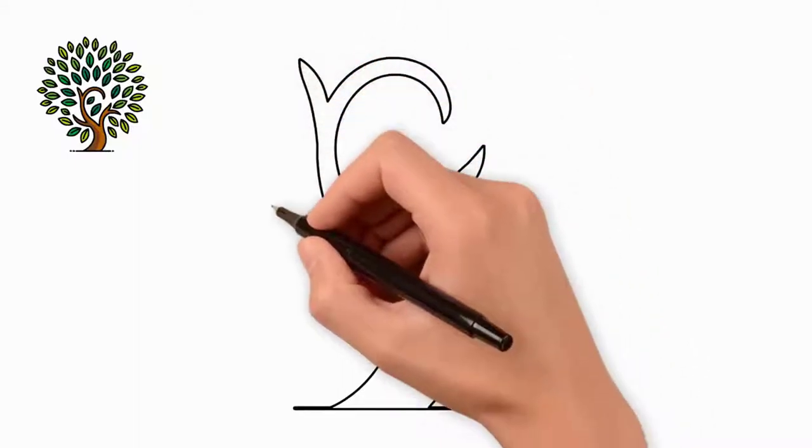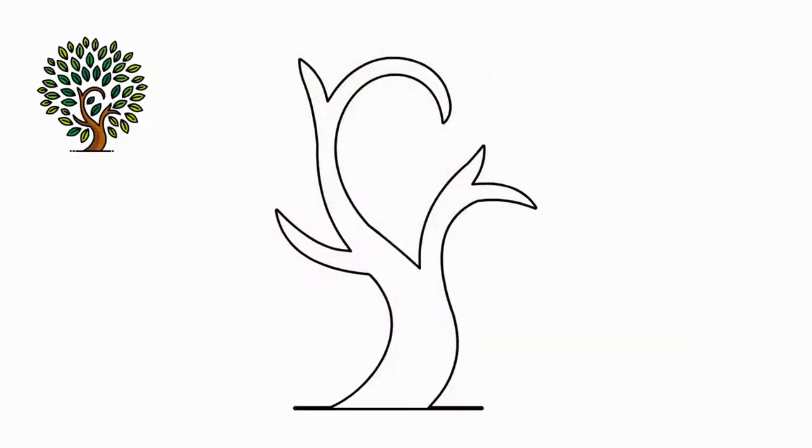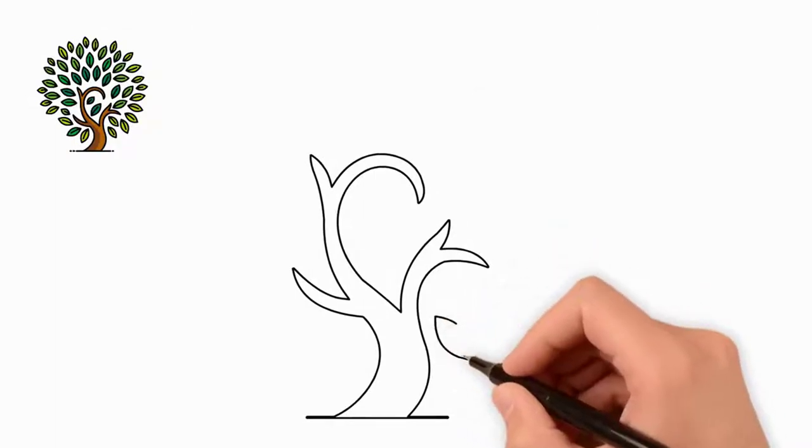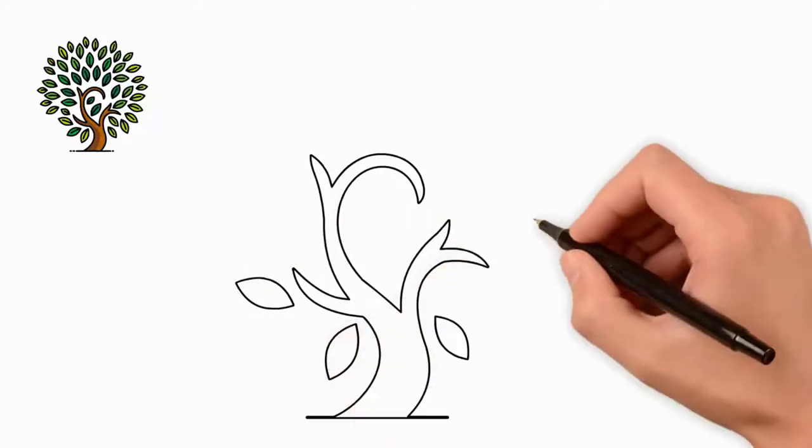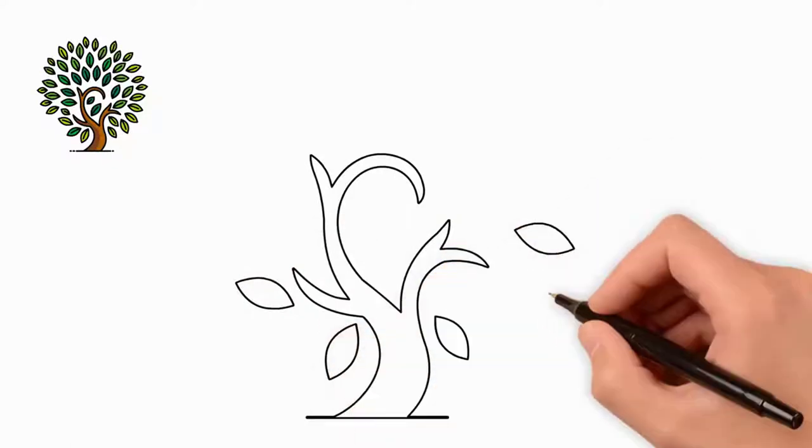Its roots diverge in two directions. The tree has many branches at the top. They are different in length, thickness and shape. Draw the main branches that come from the trunk. There are small branches on each large branch.